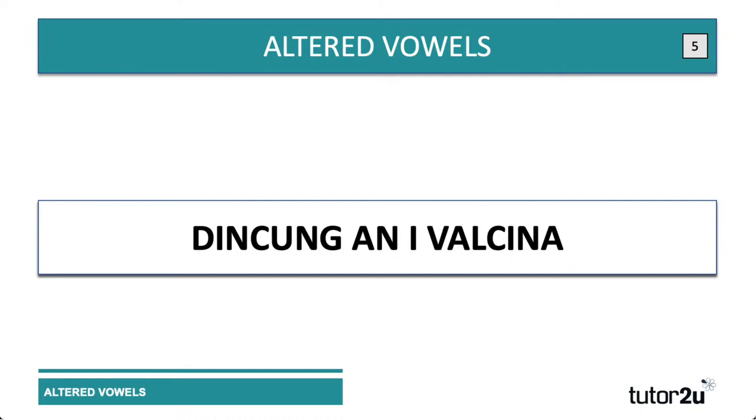Dinkong An Ivalchina. I don't know what language I'm speaking, but Dinkong An Ivalchina. I've decided to pronounce the C in a kind of Italian way there. I don't really know why. Dinkung Anivalcina. Could be Latin, couldn't it? The last bit sounds kind of Latin.